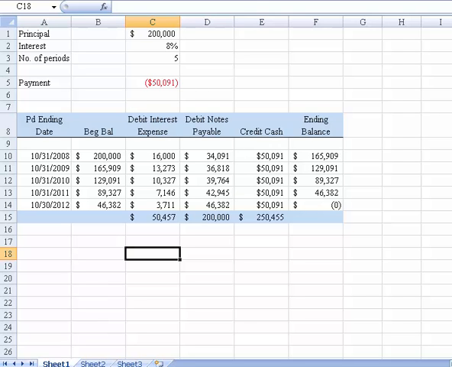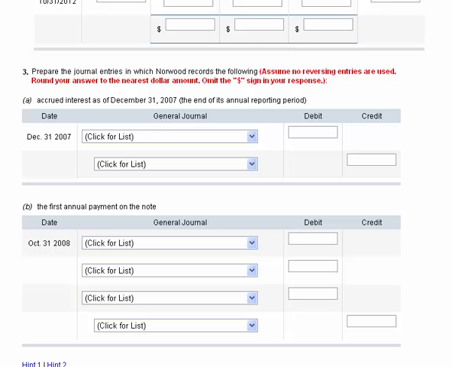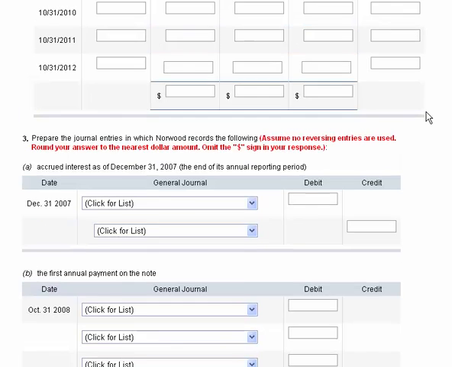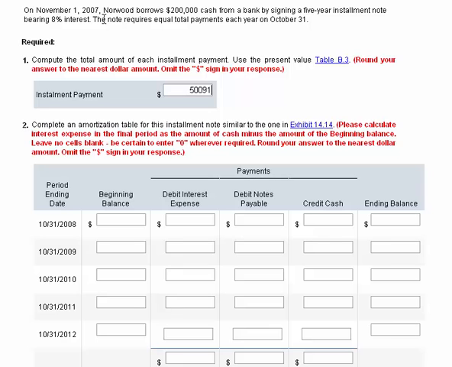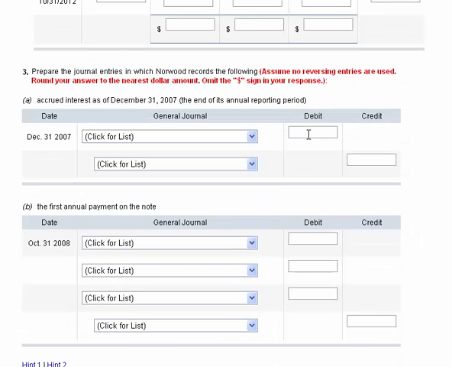let's go back and look at the next part of that screen. Okay, now down here on number 3, in this area here, it says prepare the journal entries in which Norwood records the following. Okay, so on December 31st, 2007, they need to record interest expense. And keep in mind, this is only for the annual amount. So sliding back up, you remember that we took it out on November 1st, 2007. So we're only recording, what is that, 2 months worth of interest, I believe? So 2 months worth of interest would be equal to some portion of that initial $16,000.